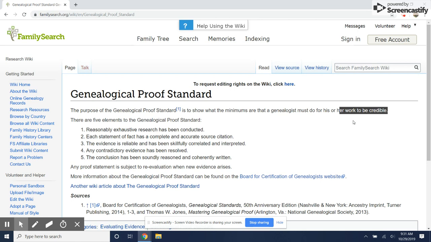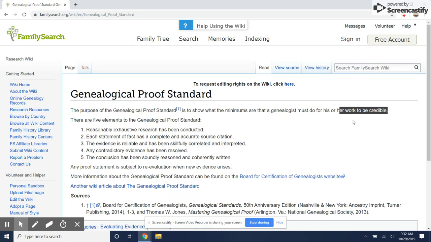Number 2, each statement of fact has a complete and accurate source citation. This is very important because you're not the only one looking at this information. This is a public tree, and so others may want to see, well, where did they come up with that? How do they know that? And so this will tell them where that information came from. And in future generations, your children, your grandchildren, your great-grandchildren will know how you knew that.